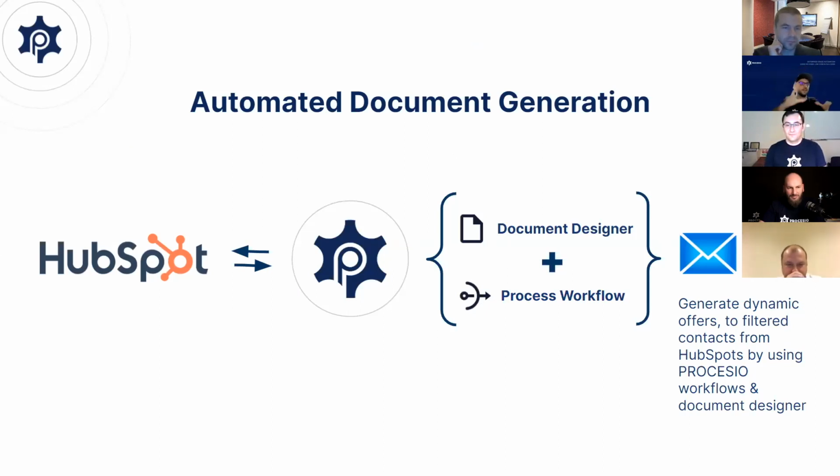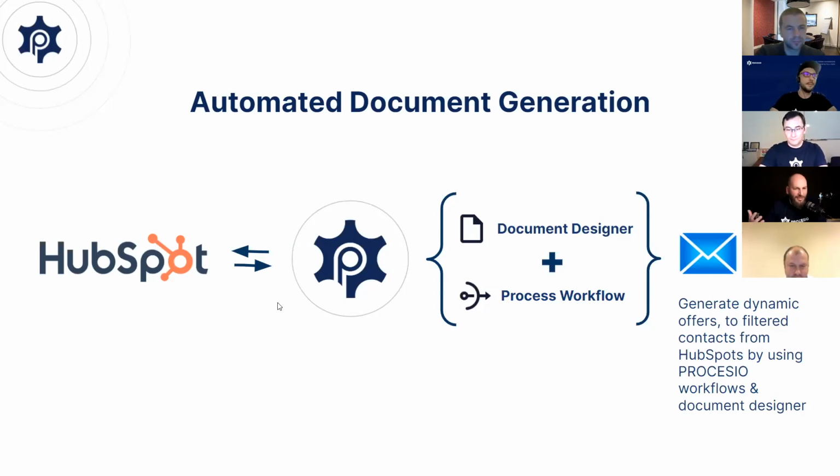So for instance, over here, we are going to showcase to you an integration from HubSpot. We have a call API from HubSpot to PROCESIO. We receive some contacts from HubSpot, and to these contacts, we are going to send an offer, and this offer was built in Document Designer. So let's just do that quickly, see how it looks, get the feeling of it, and then we go to the process and do a deep dive into it with Mihai.